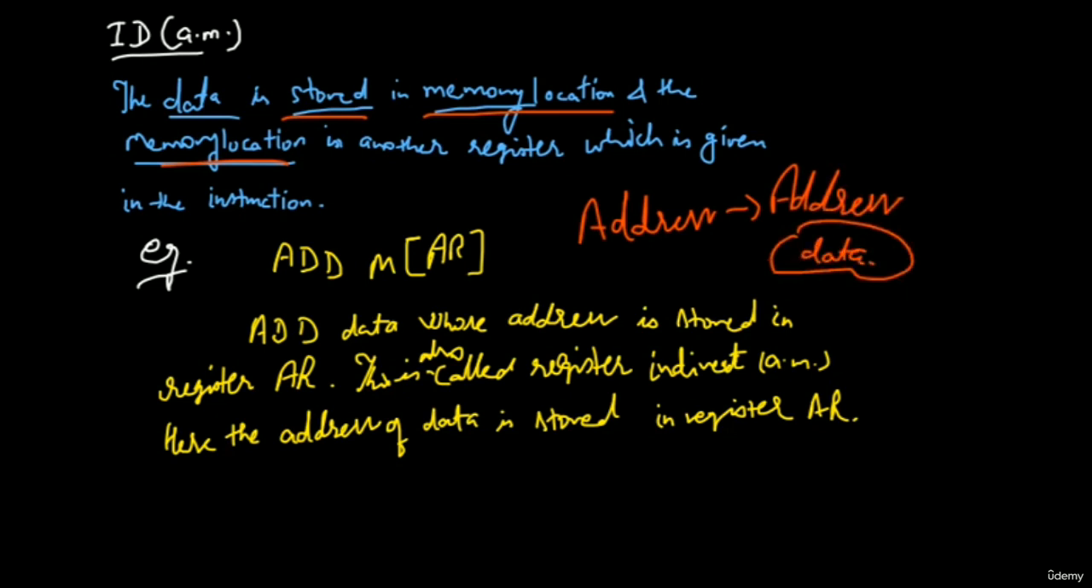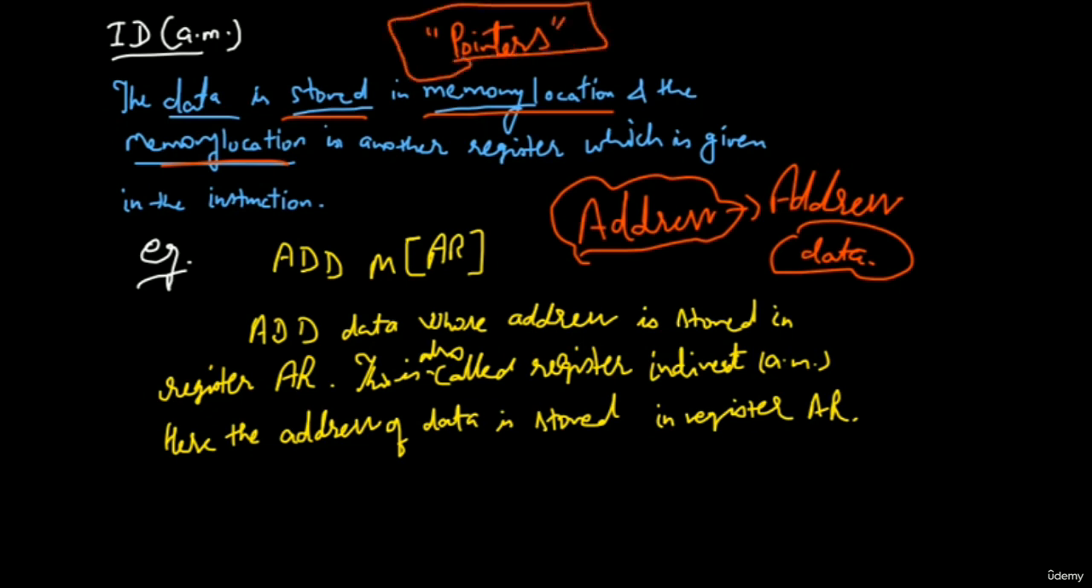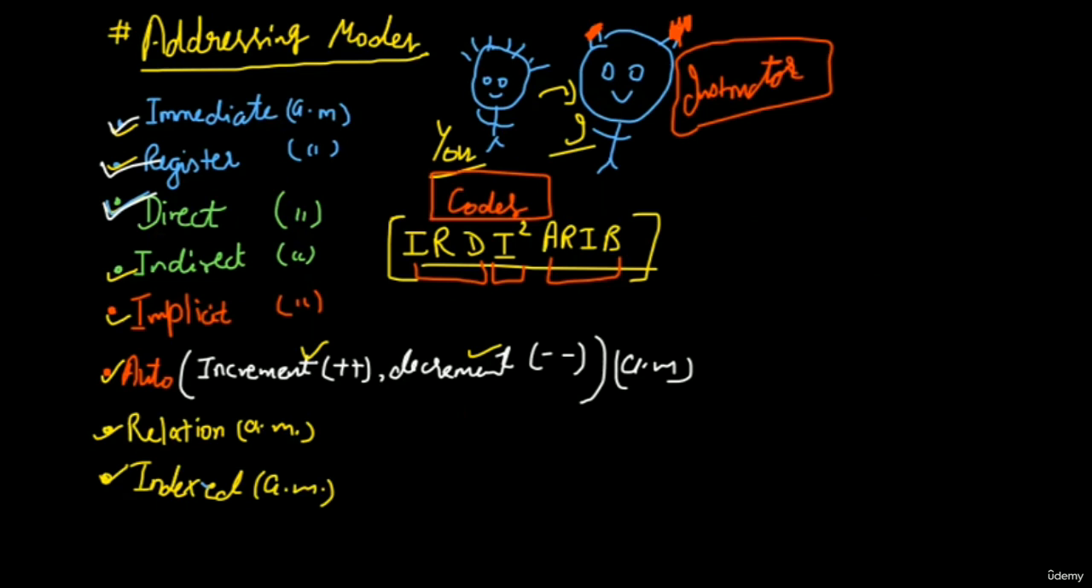Well, if you studied a programming language, you surely know about something marvelous called pointers. Pointers store the data. No, a pointer stores the address of the data. So this is known as a pointer, and this is what the indirect addressing mode is actually pointing out to you. I hope you have understood this one. So with this we have completed indirect addressing mode.